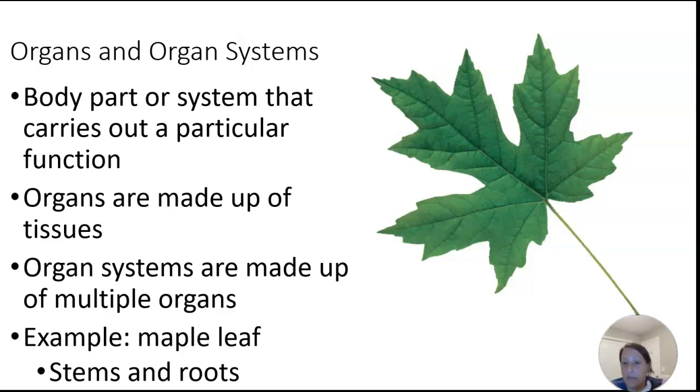Okay, so again, the example here, this is a maple leaf made up of multiple types of tissues. Its main job is photosynthesis. If I was to look at the whole plant, I would see leaves, stems, roots, maybe even flowers or cones, depending on what kind of plant I'm looking at. Those are organs. So a leaf is an organ, a stem is an organ, a root is an organ, a flower is an organ. Collectively we have organ systems.